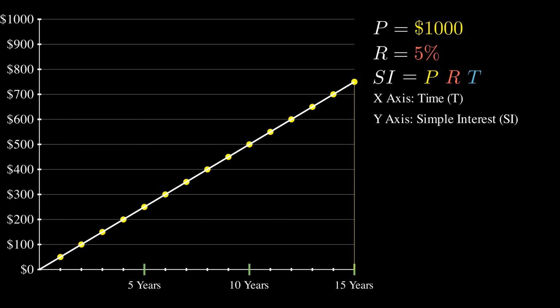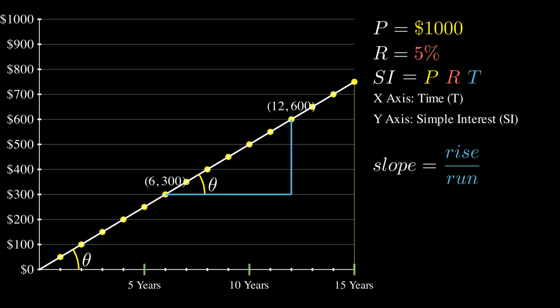Let's highlight specific points like 6 years and 12 years and their corresponding interest values. By creating a right-angled triangle, we can better understand the relationship between time and interest. The angle theta, formed by this line with the x-axis, is the same as the angle inside the triangle. Now let's determine the slope of this line using this right-angled triangle. The slope is the rise over the run. The base represents the run, and the height represents the rise, showing changes in time and interest.